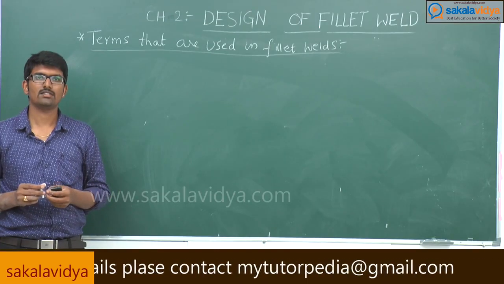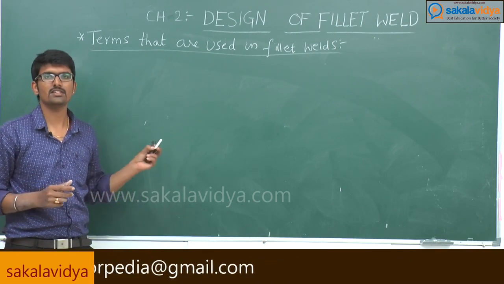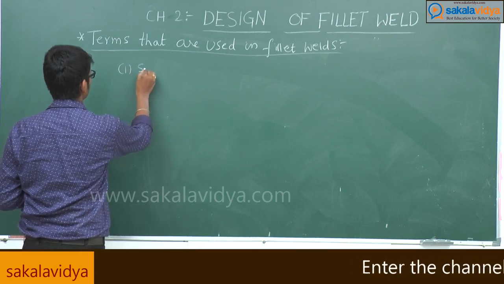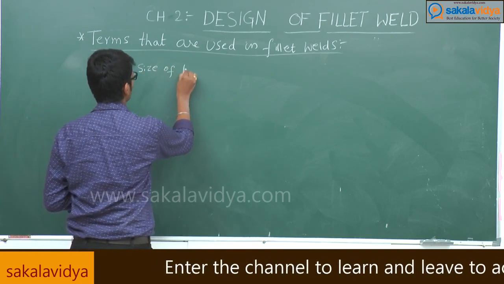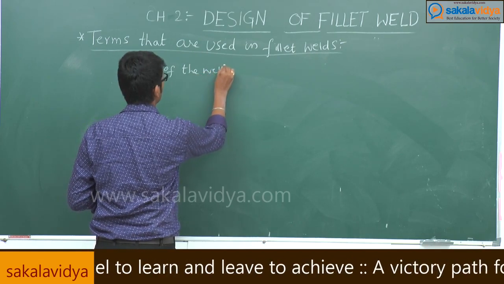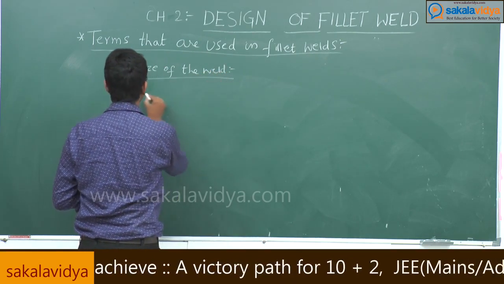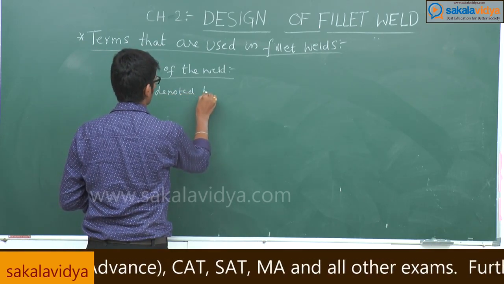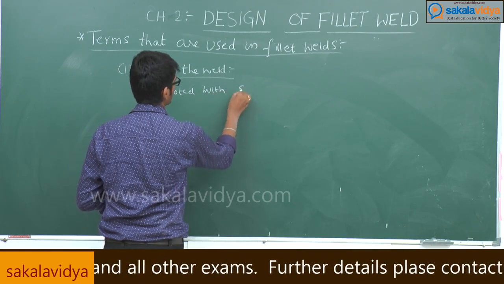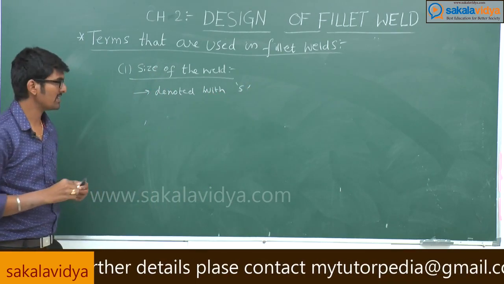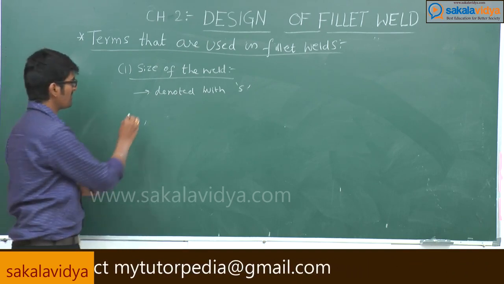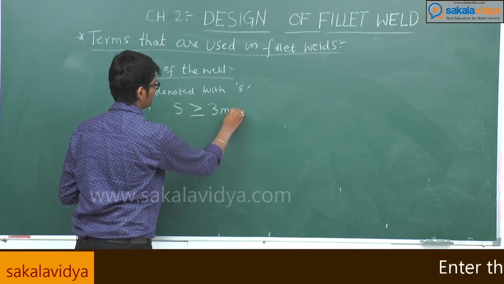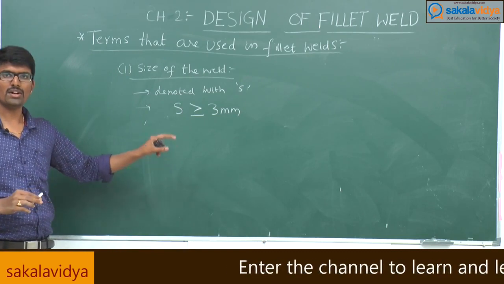The topic is the terms or terminology that is used in fillet welds. The first one is size of the weld. It is mostly denoted with the letter S. In solving numerical problems, the size of the weld is given, but it must be greater than or equal to 3 mm. So the size of the weld must be equal to or greater than 3 mm.